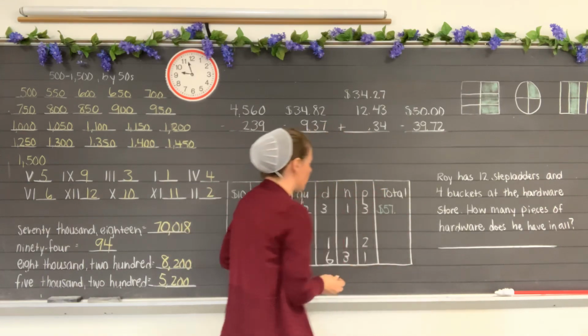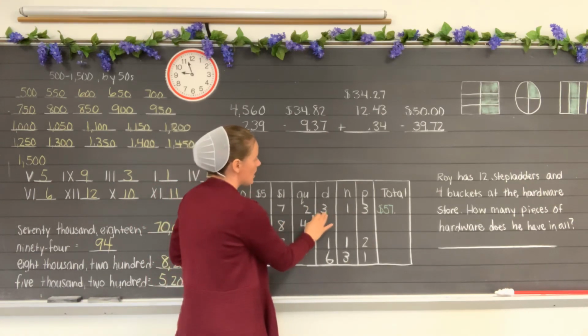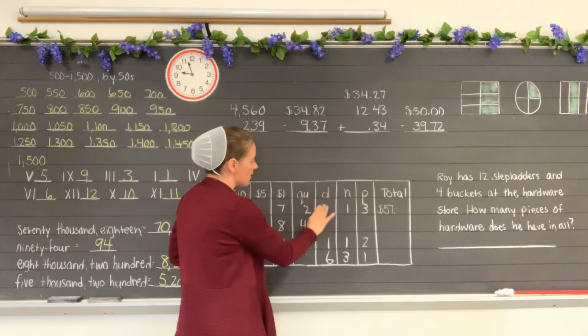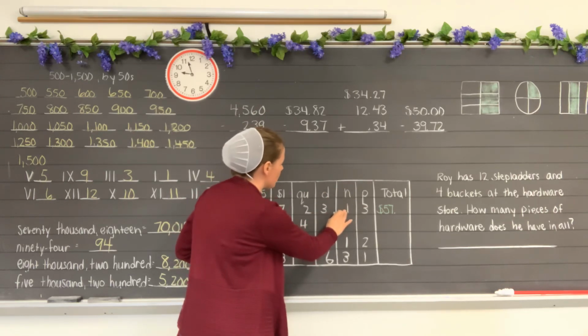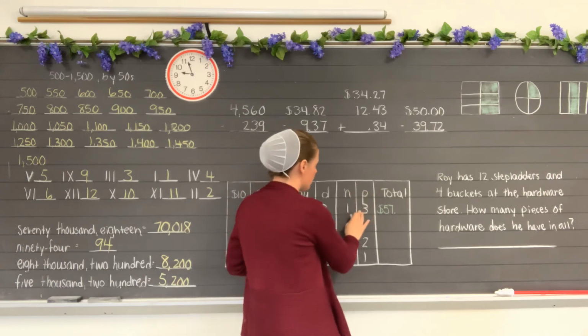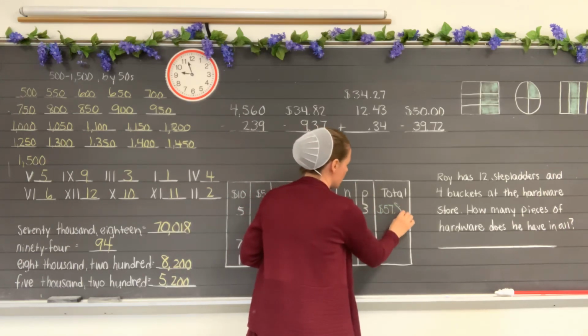So $57. Now we're ready for our cents. 2 quarters, 25, 50. 3 dimes, now we go by tens. 60, 70, 80. 1 nickel by fives, 85. 3 pennies by ones is 86, 87, 88.